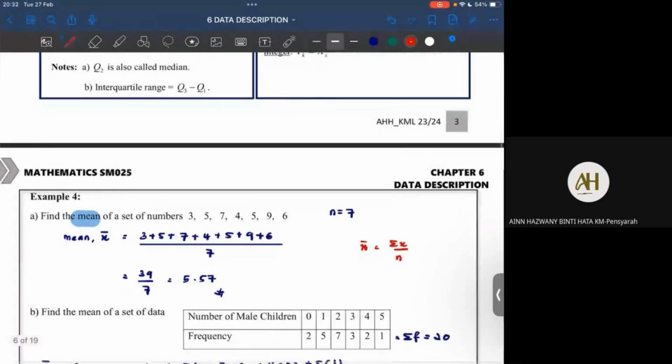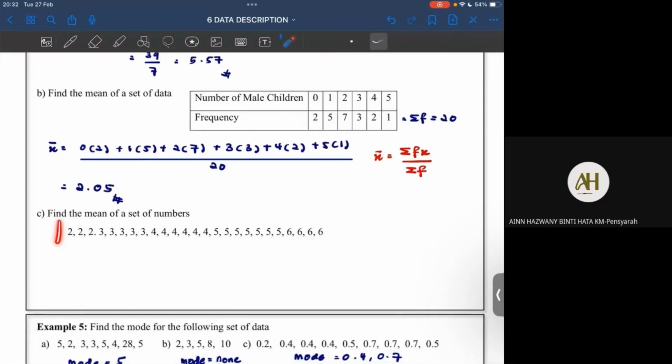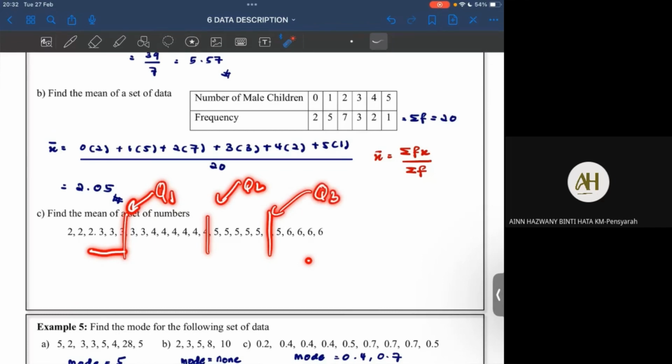For example, I have this data in ascending order. We divide it into 4, so I just estimate. 1, 2, 3, 4. So this is the first quartile, Q1. This is the second quartile, which is your median. This is the third quartile, Q3. Okay, so that is Q. So our data is divided into 4.